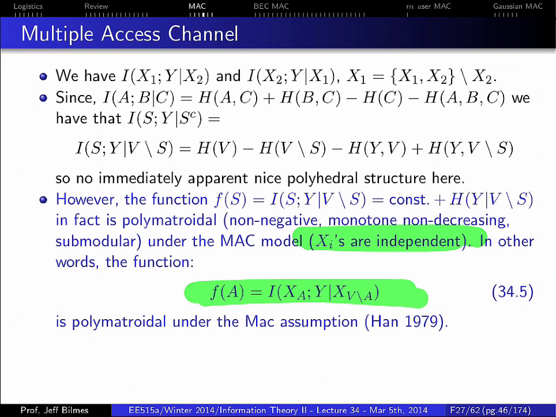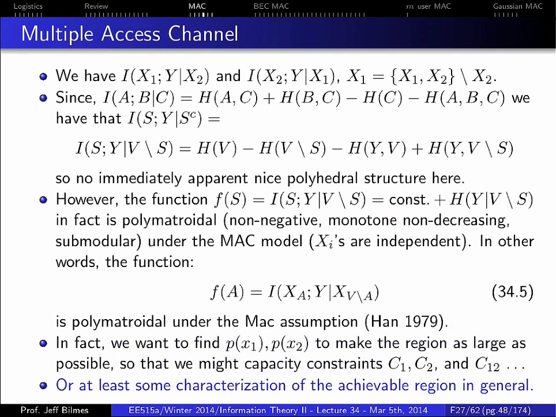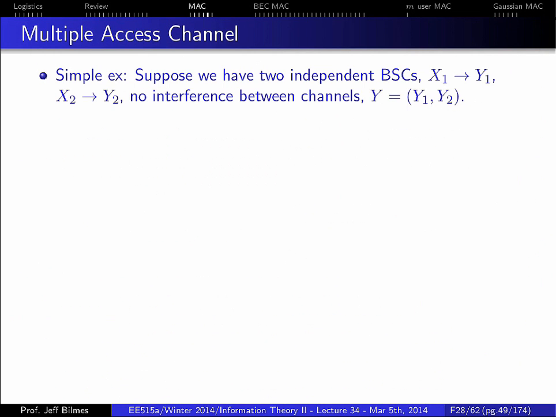But the bottom line here is that under the MAC assumption, each one of these polytopes is polymatroidal, which is nice. Now what we want to do, however, is characterize the region more generally, so that we can actually find these capacity constraints in this convex closure case and prove the theorem in general. So before we do that, let's do a couple of examples, some extreme examples.